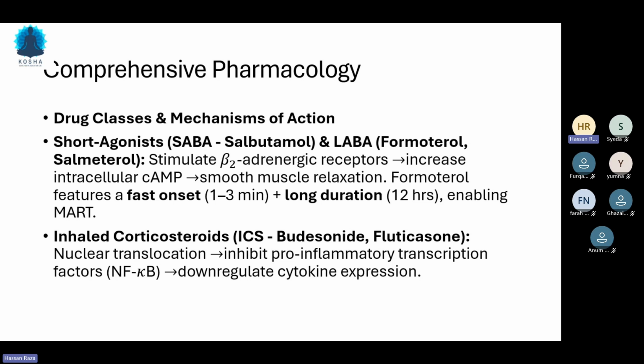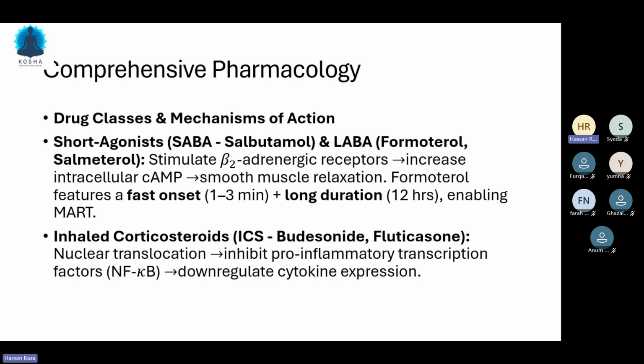Basically, the smooth muscles of our lungs or of our airway have these beta-2 receptors. Basically, it is important to memorize for exams, they relax the smooth muscles. So if you give any short-acting beta-2 agonist or long-acting beta-2 agonist, like the short-acting beta-2 agonist salbutamol, which comes with the brand name Ventolin or Salvo, or long-acting beta-2 agonists like Formoterol, they relax the smooth muscles. There are two long-acting beta-2 agonists present in Pakistan, Formoterol and Salmeterol.